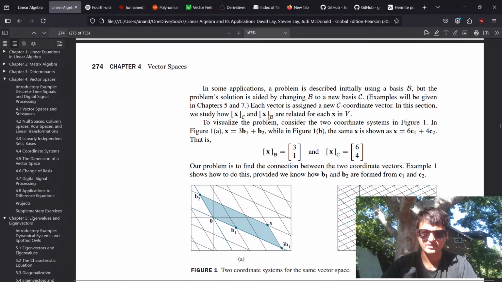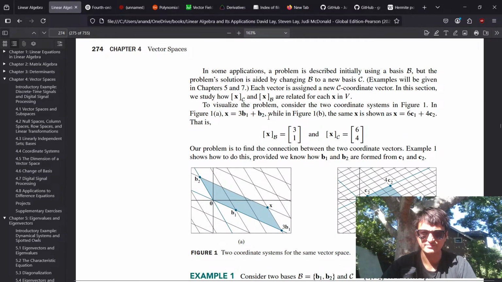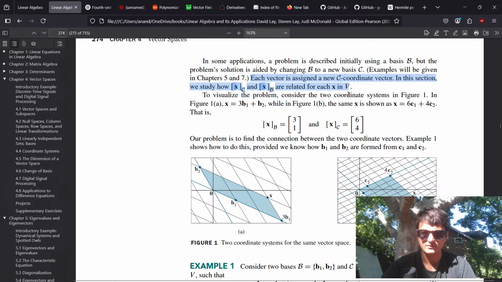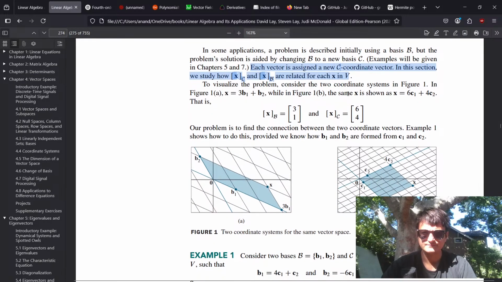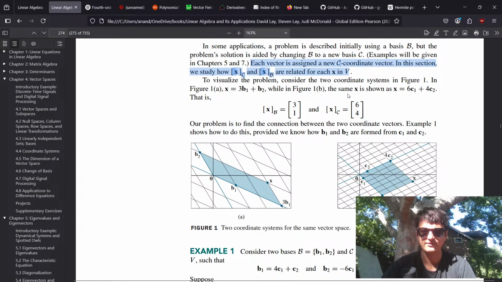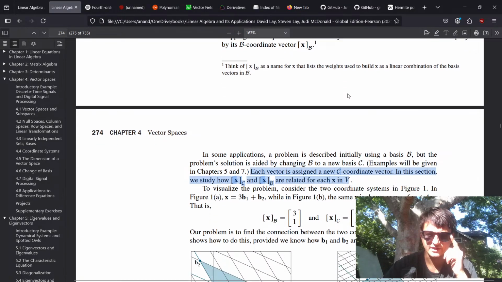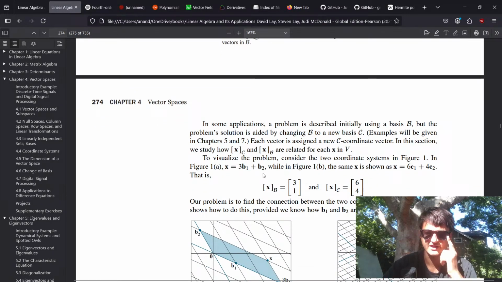In some applications, a problem is described initially by using a basis B, but the problem's solution is aided by changing B to a new basis C. Each vector is assigned a new C coordinate vector. In this section, we'll study how the C coordinate vector of x and the B coordinate vector of x are related for each x in V.